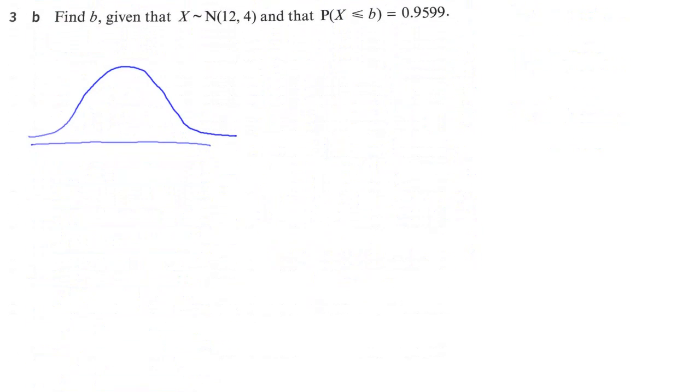In problem 3b, we've got to find b given that x is a normal distribution with a mean of 12 and a variance of 4. And they tell us that the probability that x is less than b, or whatever number we're looking for, is equal to 0.9599. Now, we're going to use the graph again. We've got the mean here is 12.